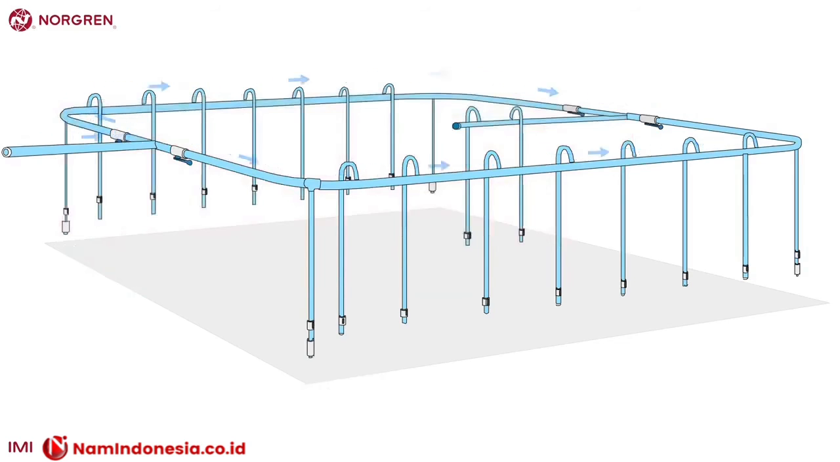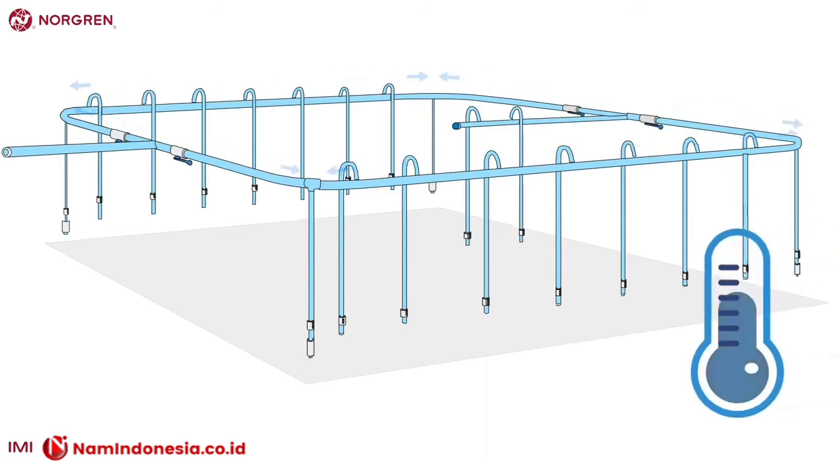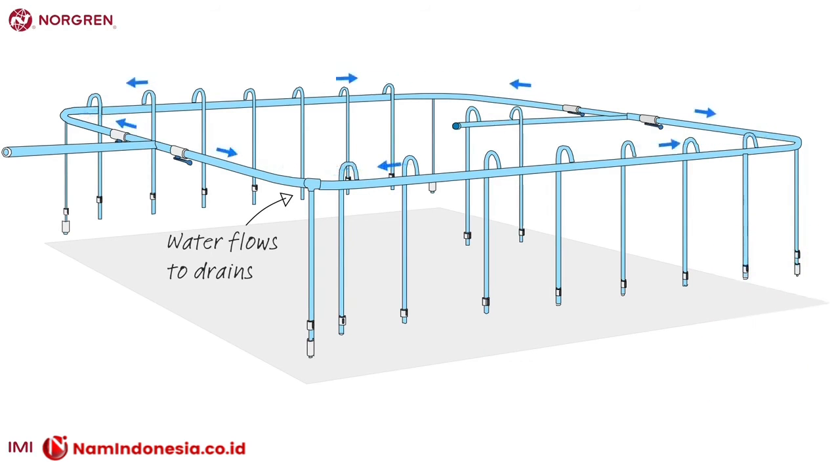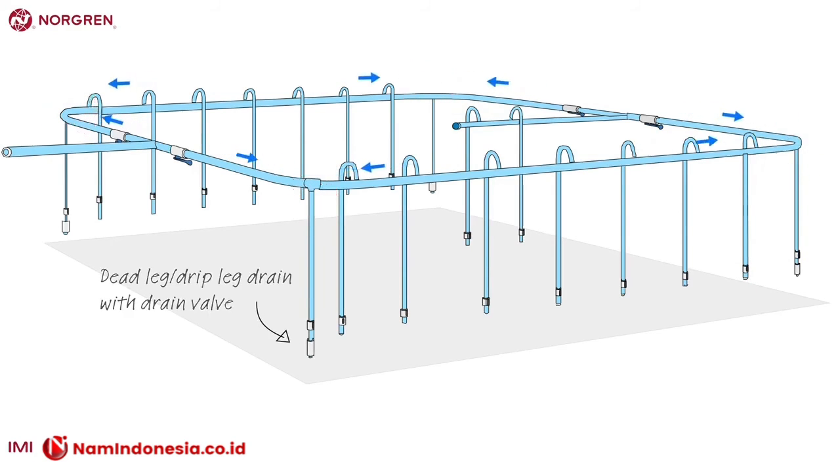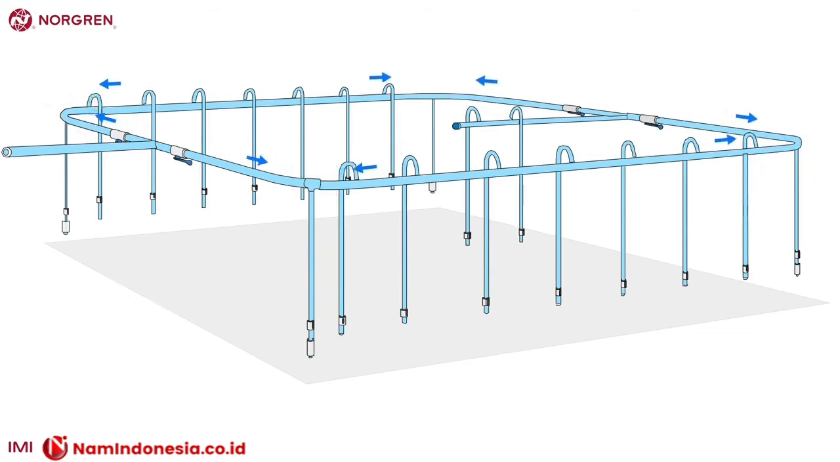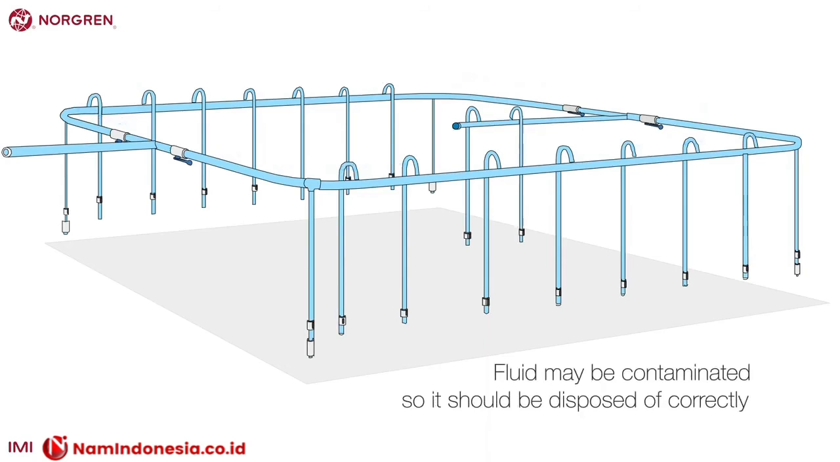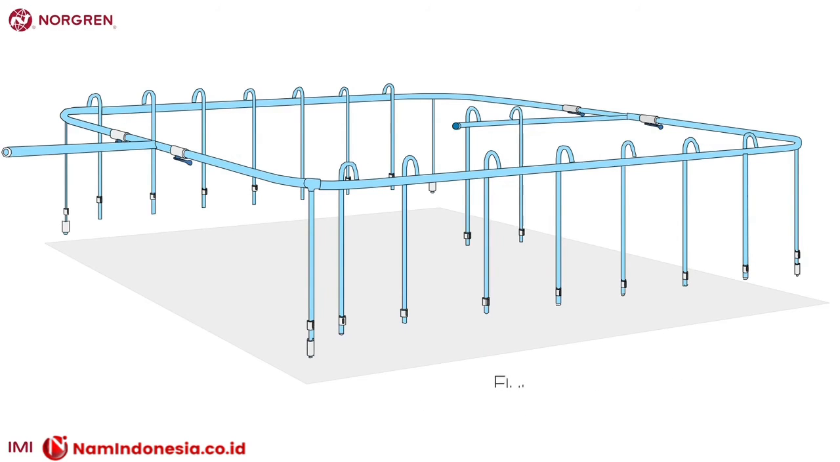It's important to exhaust air in the isolated part of the system before carrying out any maintenance. The ring main will slope to the corner, allowing any water that forms should the temperature drop to flow toward the drains. IMI Norgren supply dead leg drains. These valves are below each corner and allow the fluid to be drained, and a shut-off valve should be included above them to allow for servicing. Fluid may be contaminated, so it should be disposed of correctly.